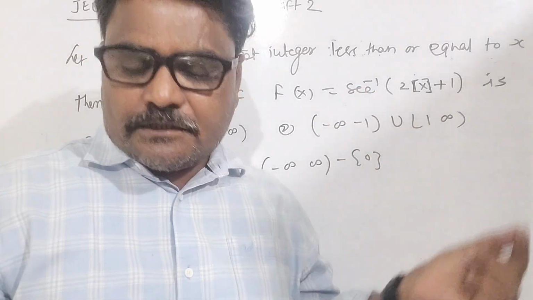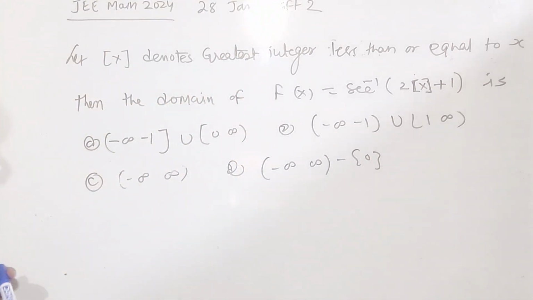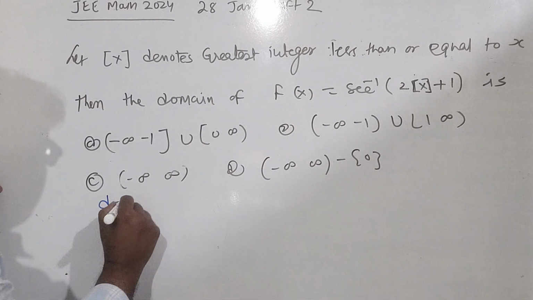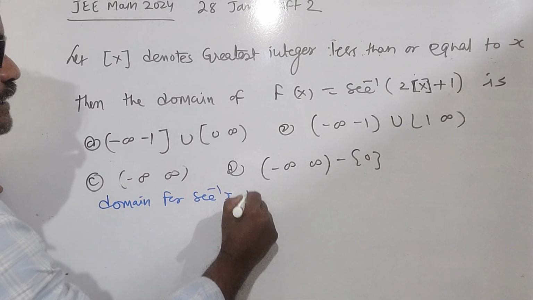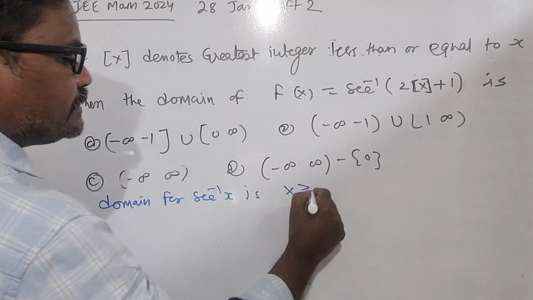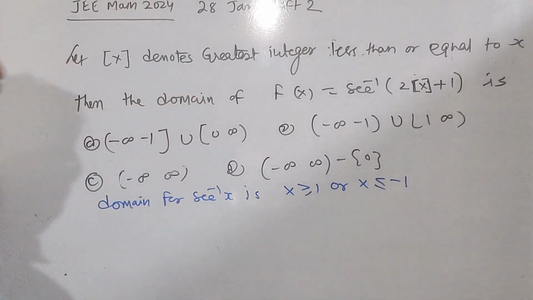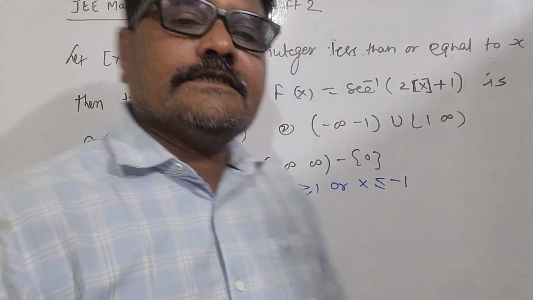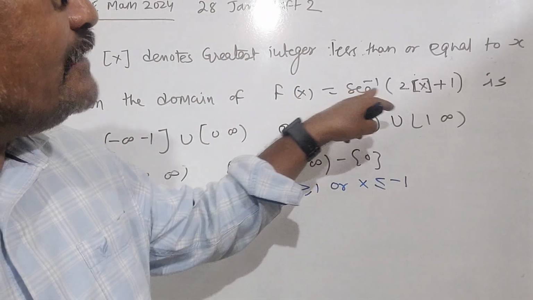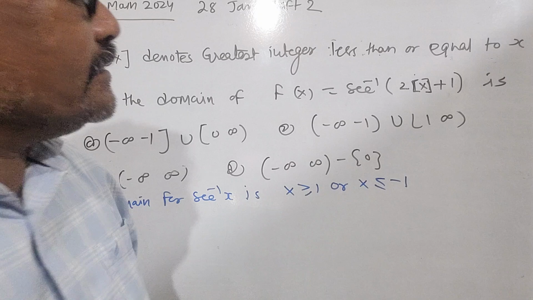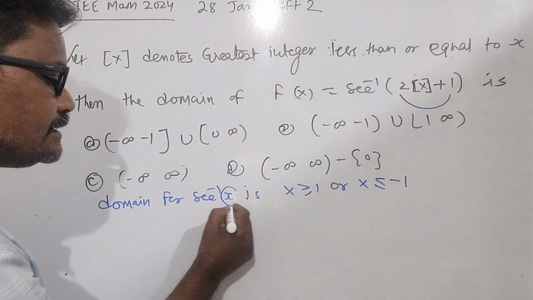First of all, you should know the domain of the basic sec inverse function. The domain for basic sec inverse x is either x is greater than or equal to 1 or x is less than or equal to minus 1. Then only this sec inverse function is said to be defined. But here we have the sec inverse of 2 box of x plus 1, that is, the input is 2 box of x plus 1, and here the input is this x.